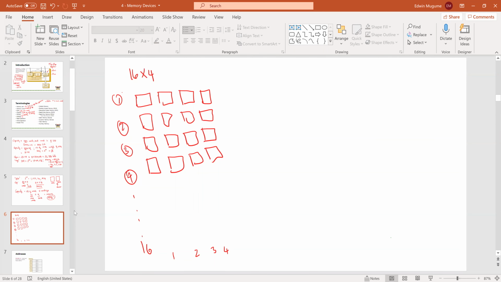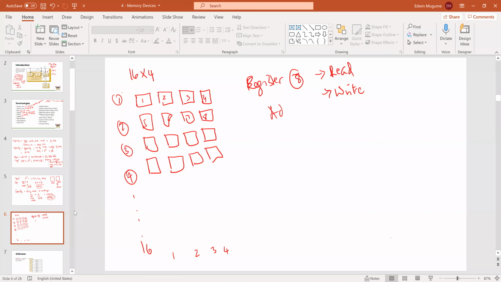Now, if I want information, so let me say this is maybe 1, 2, 3, 4, 5, 6, 7, 8. If I want to access register 8, either I want to read from it or I want to write into it. How do I access it?